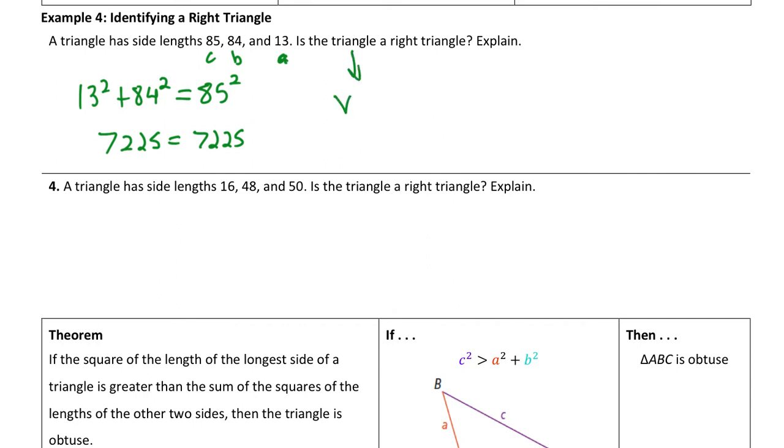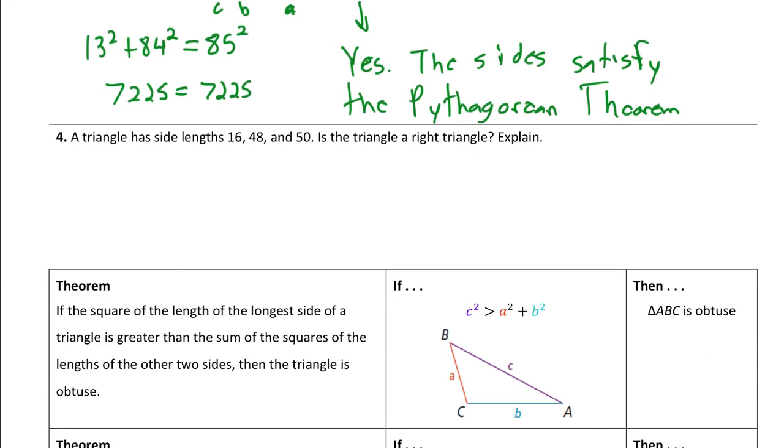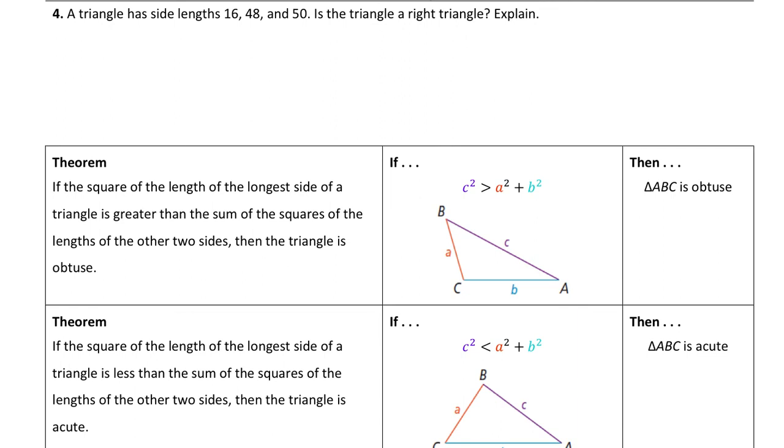So my answer to this question is yes, and that's because the sides satisfy the Pythagorean theorem. I should capitalize theorem. It's just seeing if a squared plus b squared equals c squared. If it's true, the triangle is definitely a right triangle. If it's not true, it's something else. It might still be a triangle, but it's not a right triangle. So pause the video, work through guided practice number 4, and then we'll cover the last example of this lesson.